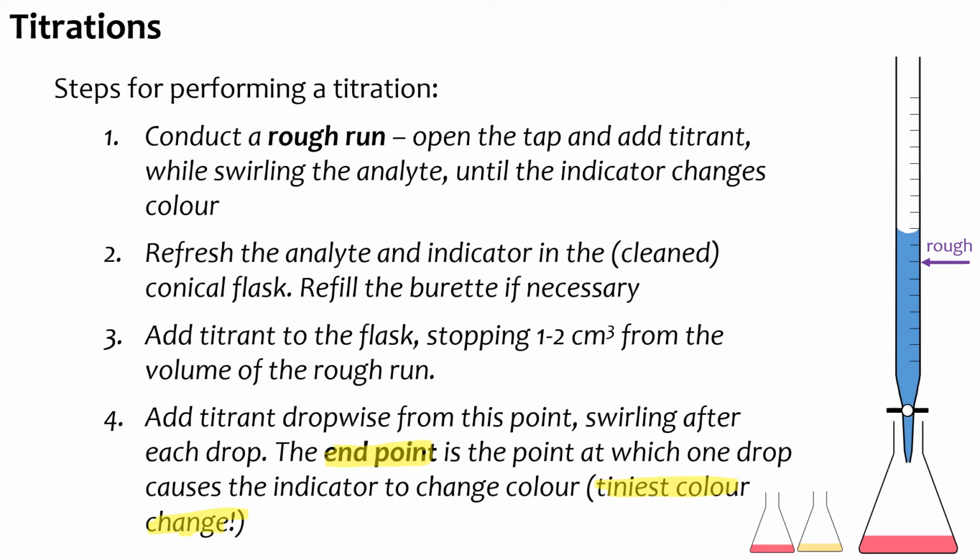Now we're looking for the first point at which the colour is different from what it starts off as. As soon as it is different from that, then that is our end point, and we're looking for the single drop that makes it different. So I'm going to add 1 drop, give it a good swirl, nothing's happened. Add another drop, give it a swirl, still no change. Add another drop, swirl, no change.